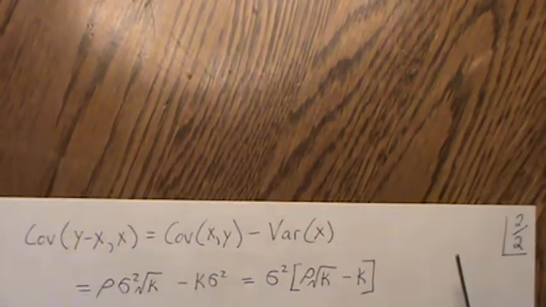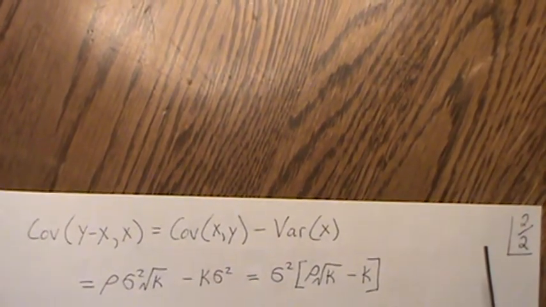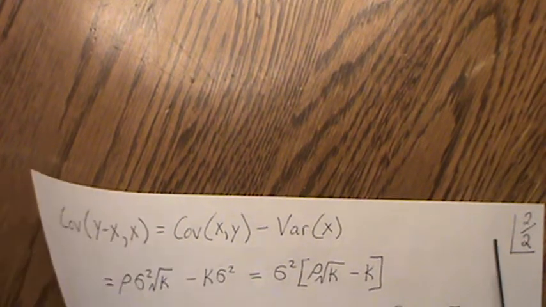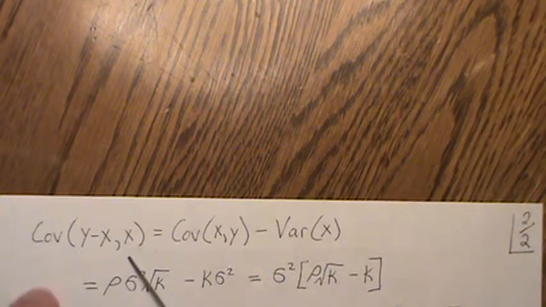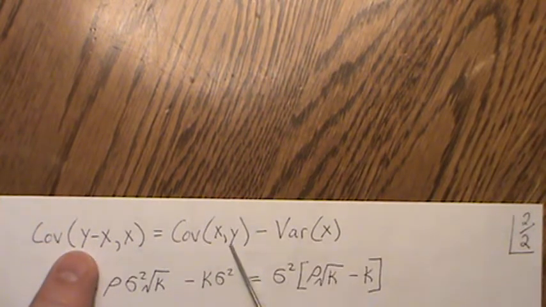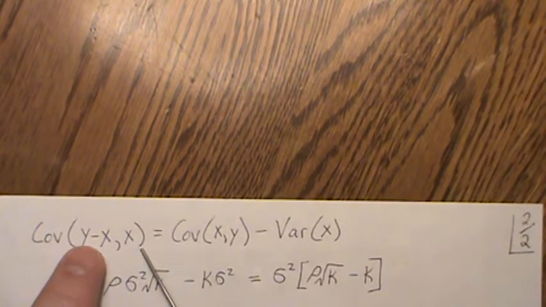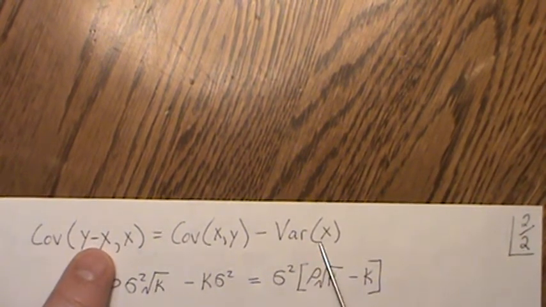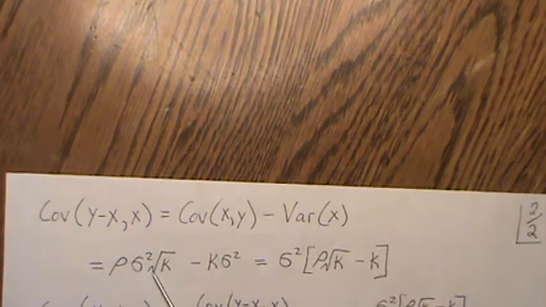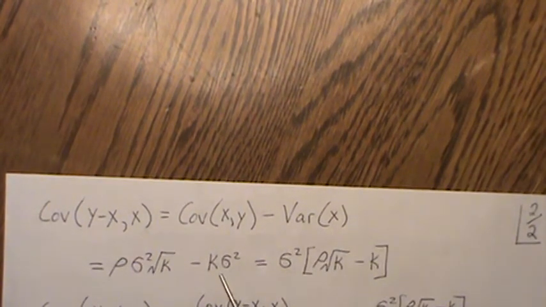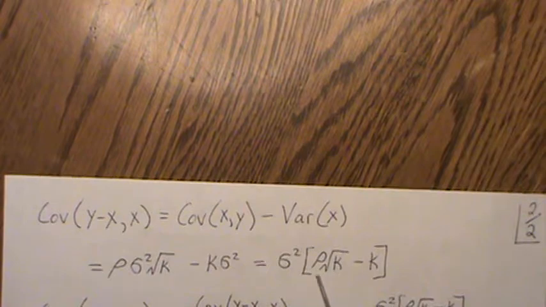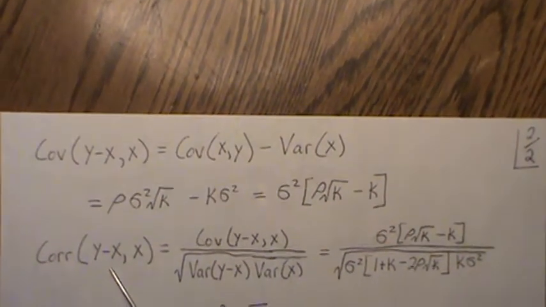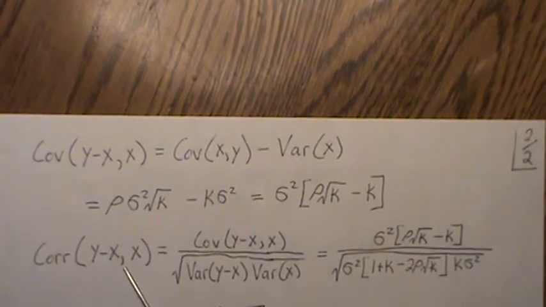Now, let's look at the covariance of Y minus X and X, and the formula is this. You take the covariance of Y and X, which is this, and then it's the covariance of minus X and X, which is actually just minus the variance. And then we plug in the information, factor out a sigma squared, and we get this. Now, the correlation between Y minus X and X.